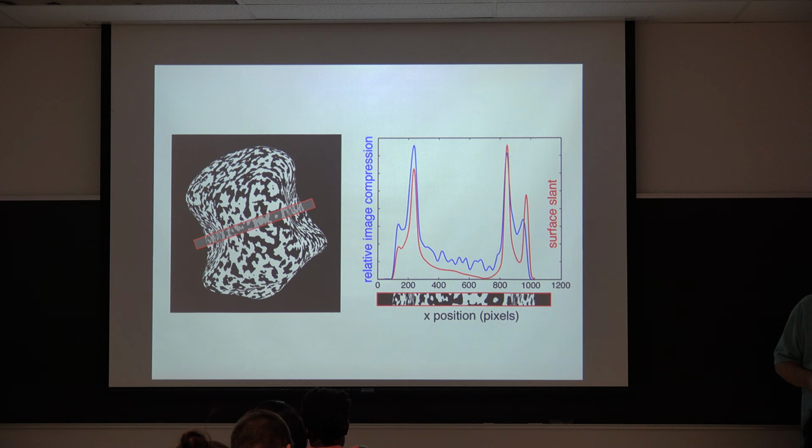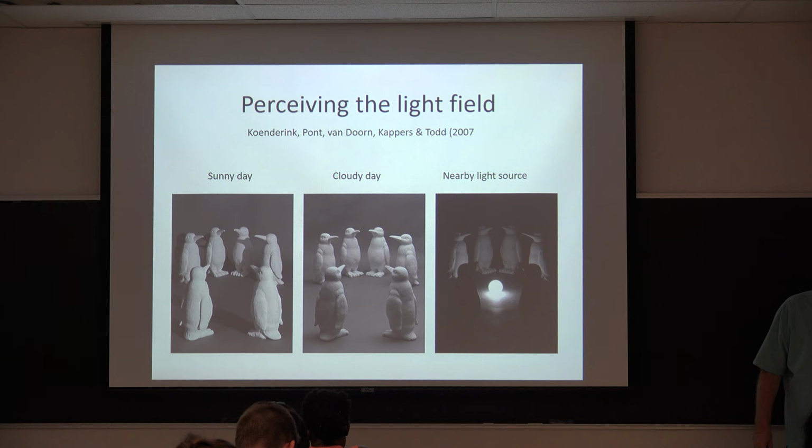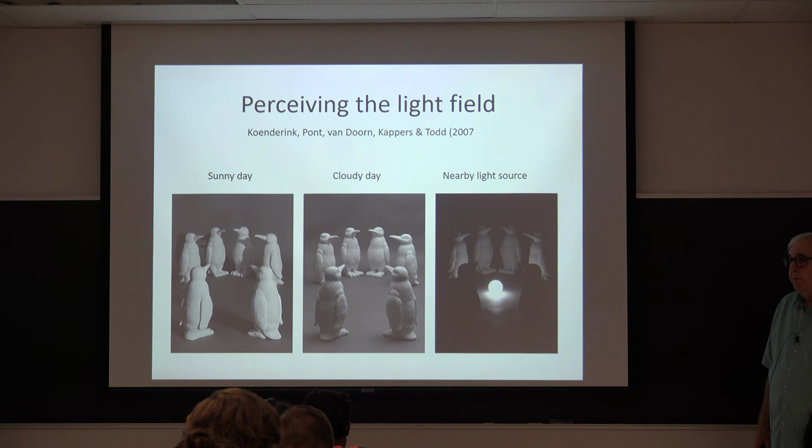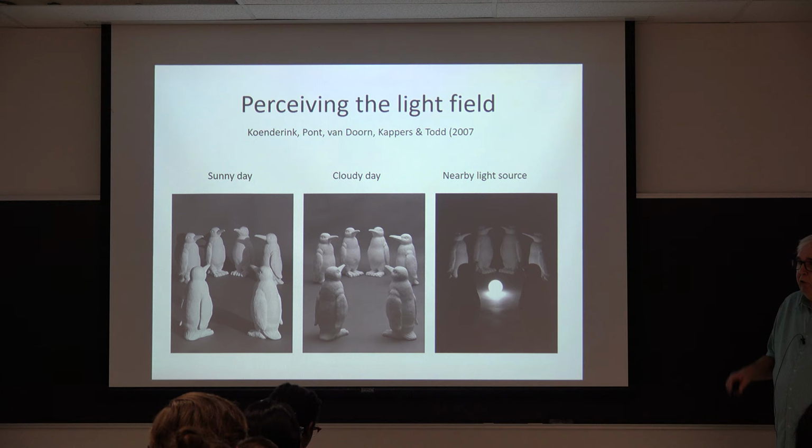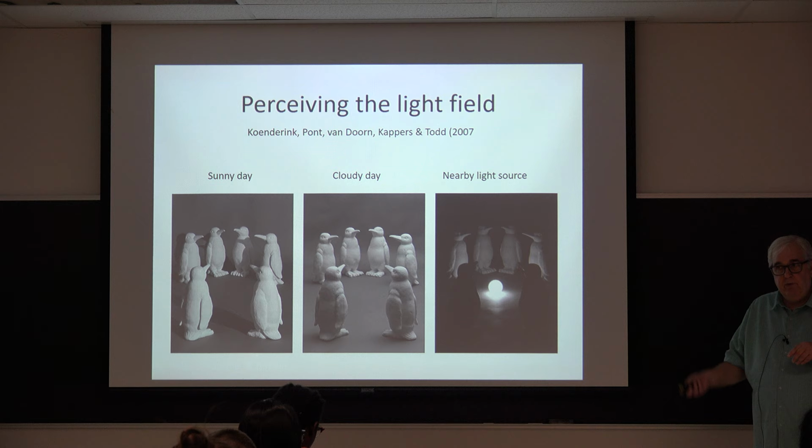All right, now we're ready for this one. So we've talked about the perception of materials. We've talked about the perception of object geometry. But the third thing that affects all of this is illumination. I've shown you how illumination can affect material perception, and how illumination can affect shape perception. But now the question is, what do we know about the illumination? Do we know anything at all?